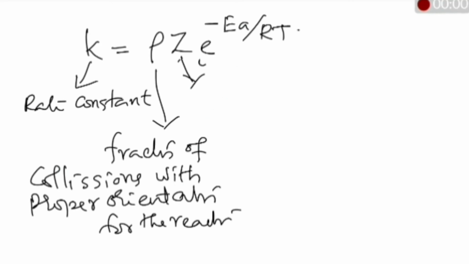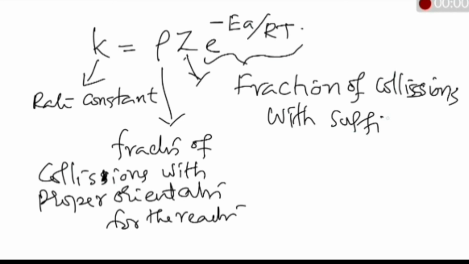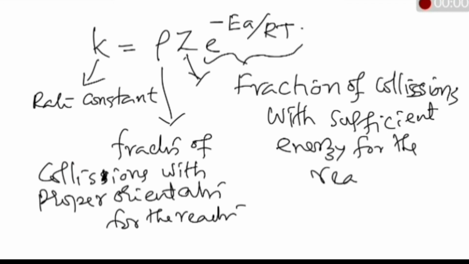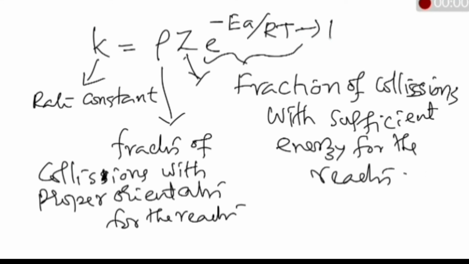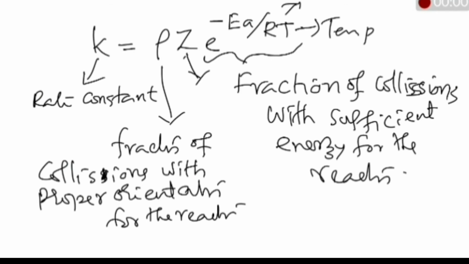Now this part, e raised to minus EA by RT, is called the fraction of collisions with sufficient energy for the reaction. Means fraction of collisions with activation energy. T is as usual temperature, R is the gas constant. The Arrhenius constant A is equal to P into Z. This is what we call the Arrhenius equation, named after Svante Arrhenius, the Swedish chemist who proposed it in 1889 on the basis of experimental studies of the reaction rates.